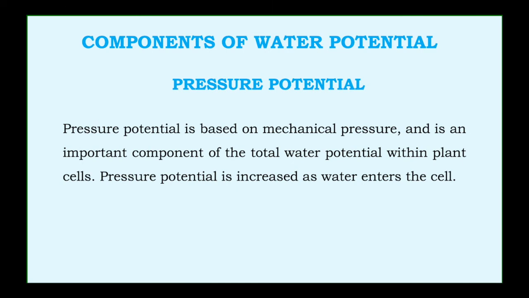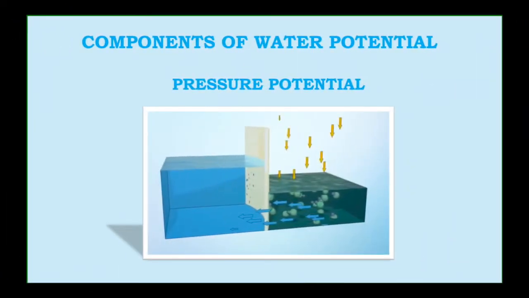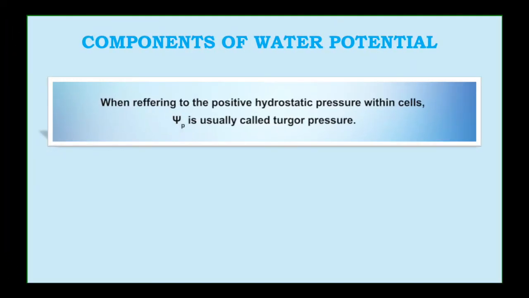Now, let us look at what pressure potential is. Pressure potential is based on mechanical pressure, and it is an important component of the total water potential within the plant cell. Pressure potential is increased as water enters the cell. As water passes through the cell wall and cell membrane, it increases the total amount of water present inside the cell, which exerts an outward pressure that is retained by the structural rigidity of the cell wall. When referring to the positive hydrostatic pressure within the cells, it is usually called turgor pressure.